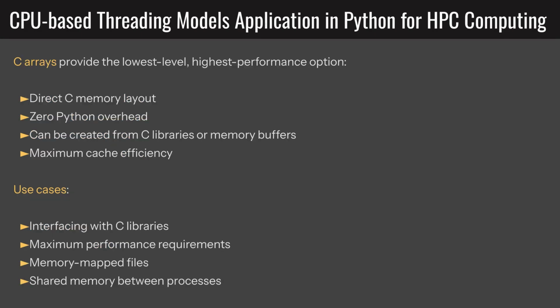Several times in our presentation, we have spoken about C type of data and arrays. Here is a short summary of why their adoption in Python projects involving multi-threading libraries helps enormously. C arrays provide the lowest level, highest performance option. Direct C memory layout, zero Python overhead. They can be created from C libraries or memory buffers. Maximum cache efficiency. They cover use cases such as interfacing with C libraries and maximum performance requirements.